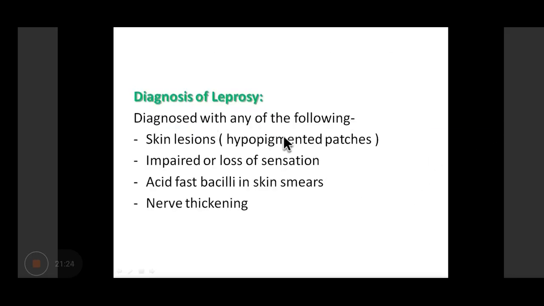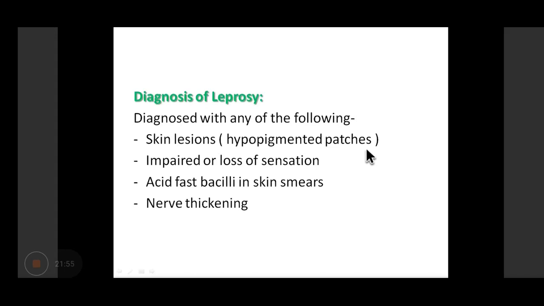So, diagnosis of leprosy, this you need to again read from your pathology book. Here we can see any of the following, like skin lesions, hypopigmented patches. This is a very, very important symptom. If someone tells you that in my skin some hypopigmented patches have appeared, do not take it lightly. Always consider it as leprosy unless proven otherwise.